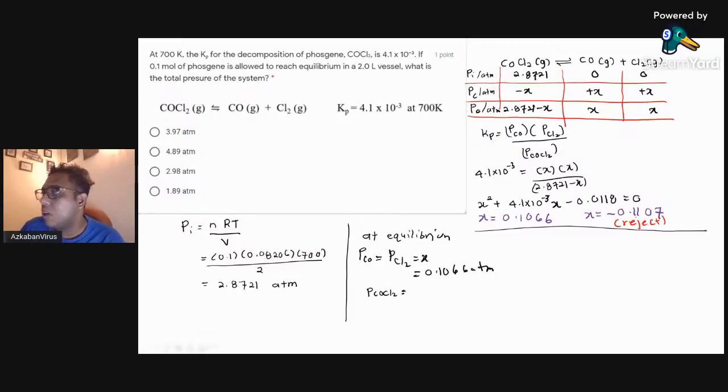PCOCl2 is equal to... soalan hujung-hujung ni memenatkan tau sebenarnya. Kalau saya aku rasa penat, macam mana lah kamu rasa?